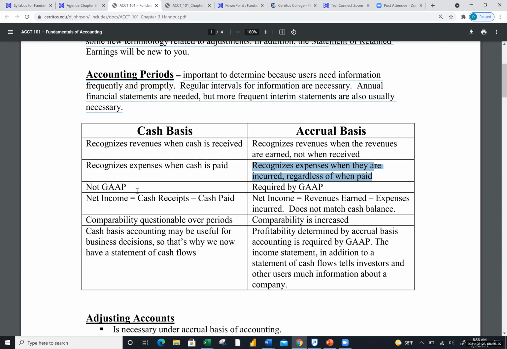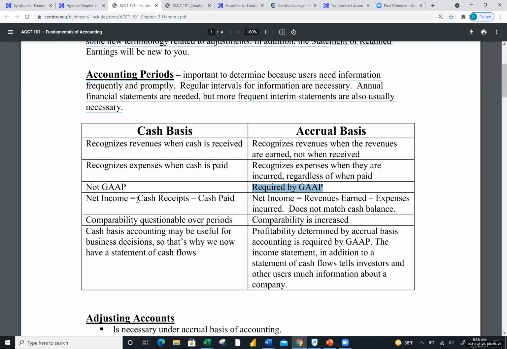Cash basis is not GAAP. The accrual basis is mandated by GAAP. In other words, if you, again, have a bank loan or you are doing financial statements that have to be in accordance with GAAP, you don't have any choice but to follow the accrual basis.